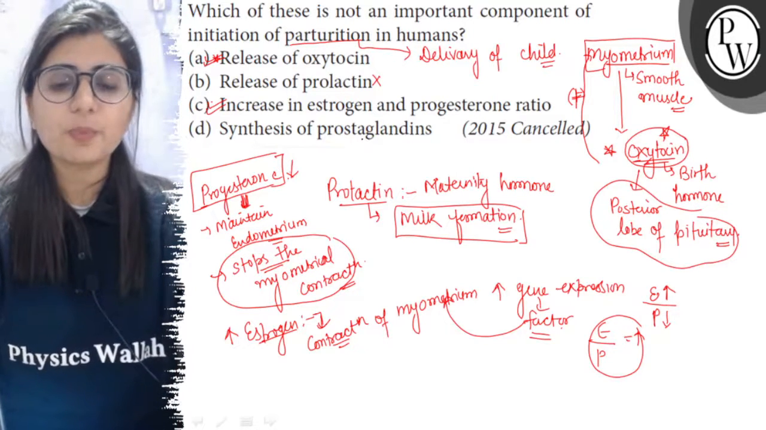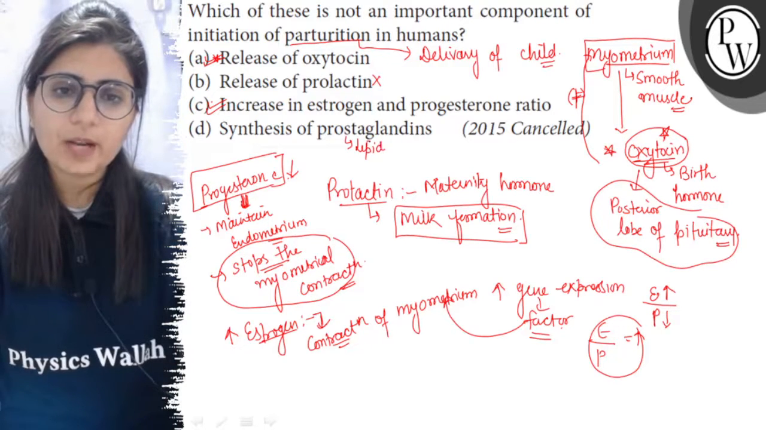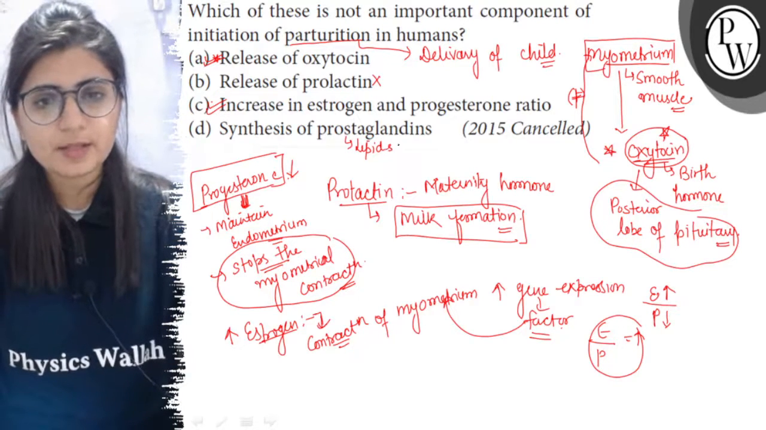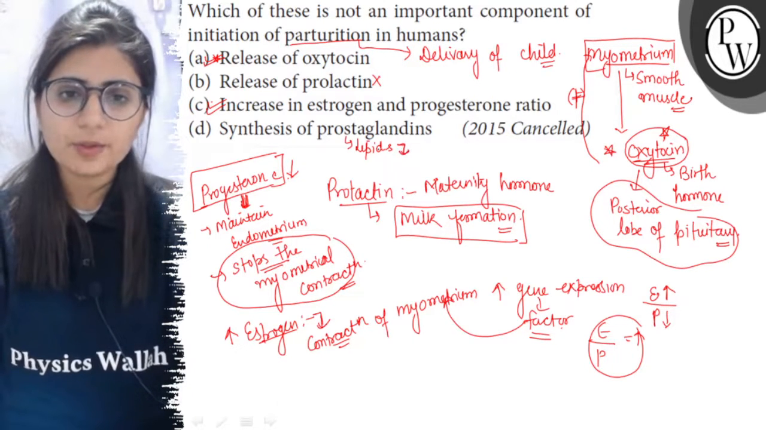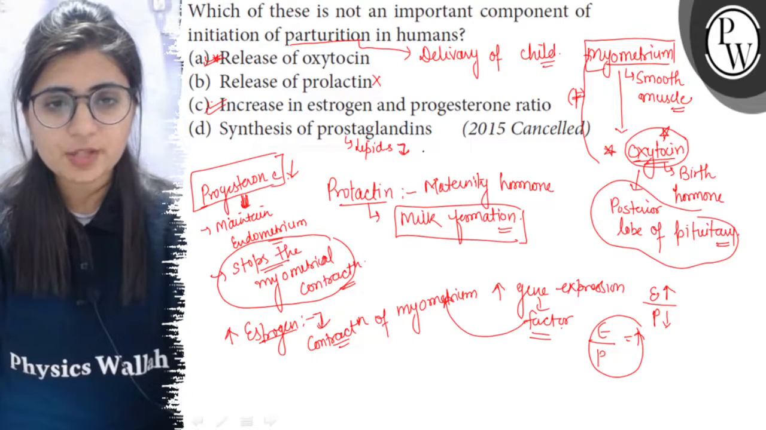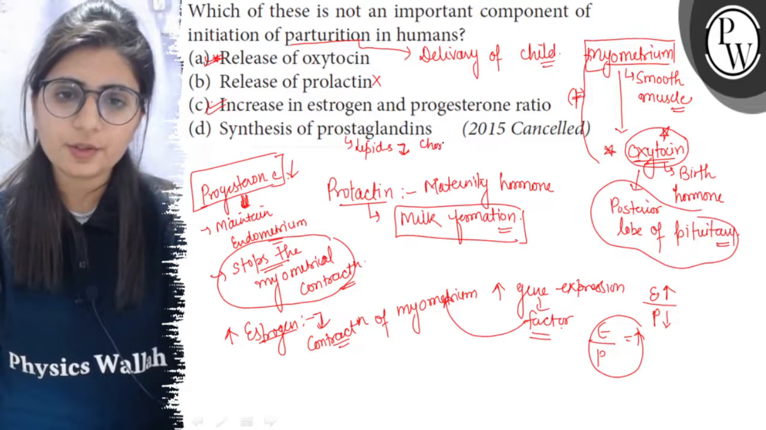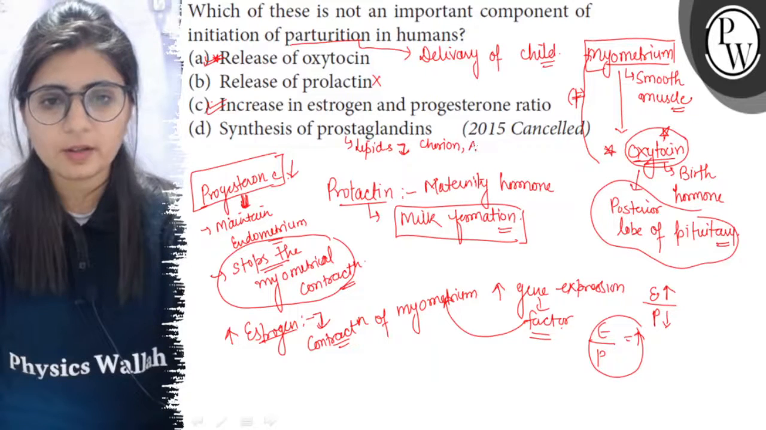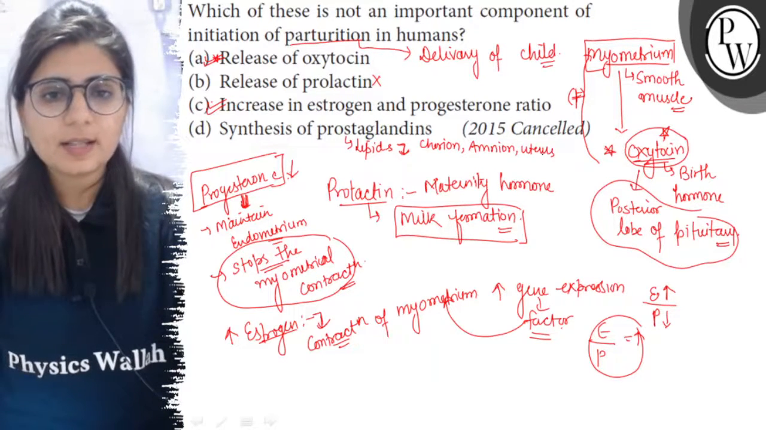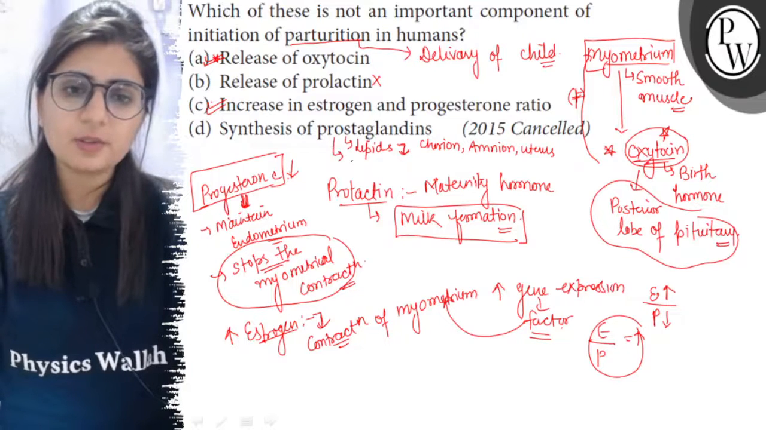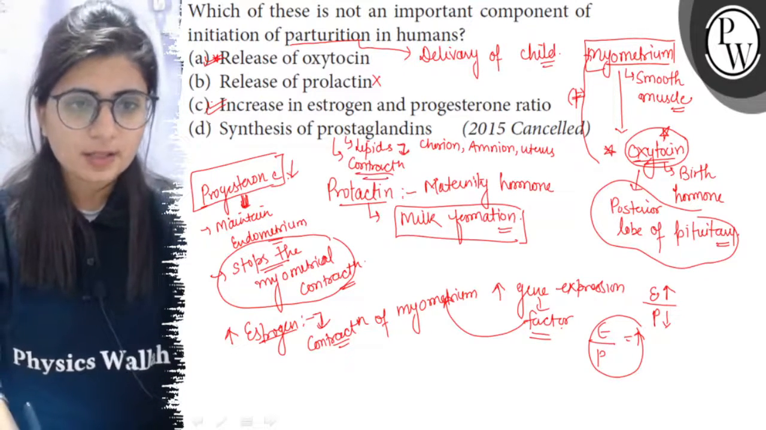Then synthesis of prostaglandins. So prostaglandins are lipid derived compounds. These are lipids, and their action is like the hormones, and during parturition these are released from the extra embryonic layers such as chorion. So these are released from chorion and the amnion, and also by the uterus. And these prostaglandins are also involved in the contraction of uterus. So this is also true.